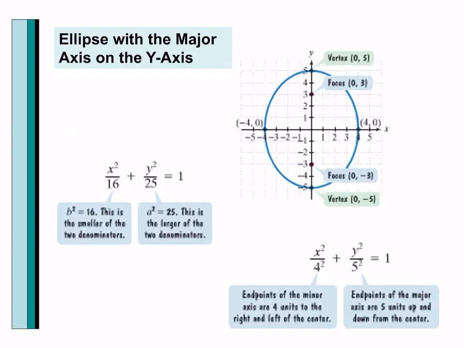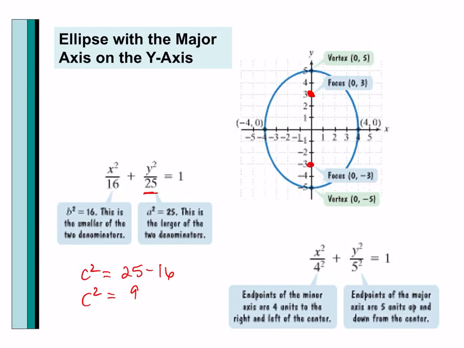This is an example of a vertical one. You can tell it's vertical because the 25 is bigger than the 16. And again, they found the foci here just by doing c squared equals 25 minus 16, so 9 equals c squared. So there's your plus or minus 3.